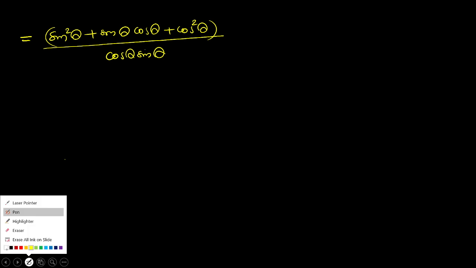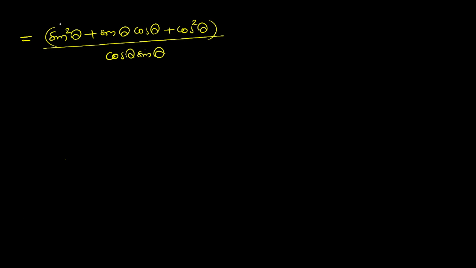In the next step, you have studied one identity that sine square theta plus cos square theta is 1. Sine square plus cos square is 1. So in the numerator side, combining first and third term, sine square plus cos square becomes 1. Middle term, let me write the middle term first. Sine theta into cos theta is written first, and sine square plus cos square becomes 1. In the denominator there is cos theta into sine theta.